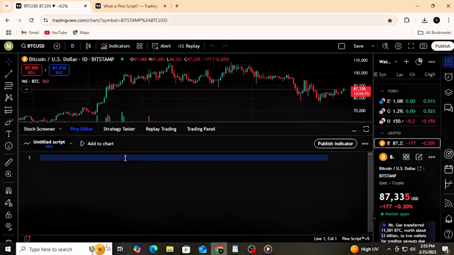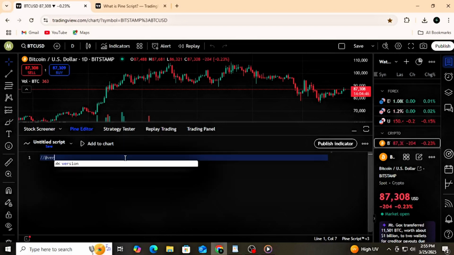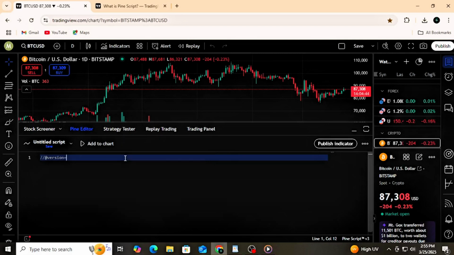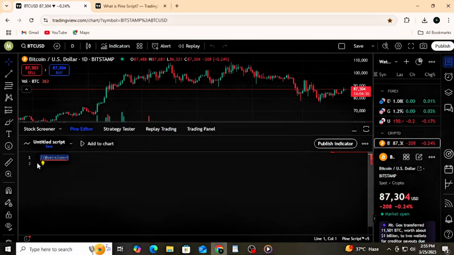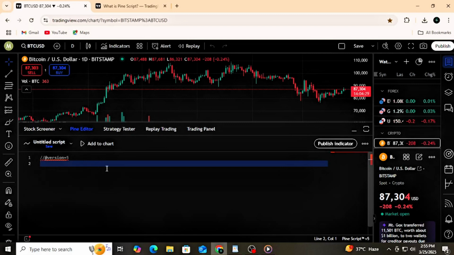A PineScript program begins with a version declaration, which specifies which version of PineScript is being used. The latest version at the time of this tutorial is version 5, and it must be defined at the beginning of the script. This ensures that the script is compatible with the most recent features and functions of PineScript. After defining the version, you can write the rest of the script according to your needs.